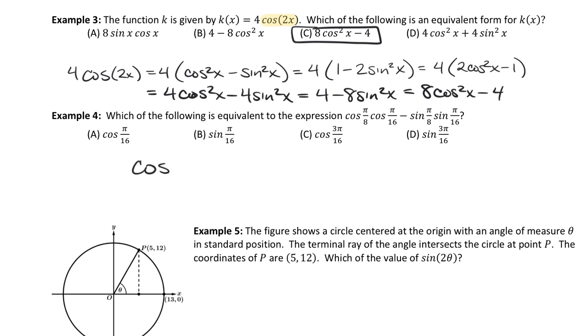It looks like cosine of alpha plus or minus beta. Let's figure out which one it is, though. If I see this minus sign in between them, is that going to be the sum or the difference of these angles? Look at the formula. Top goes with top, bottom goes with bottom. So since I see a minus, minus was on top, this is going to be the sum.